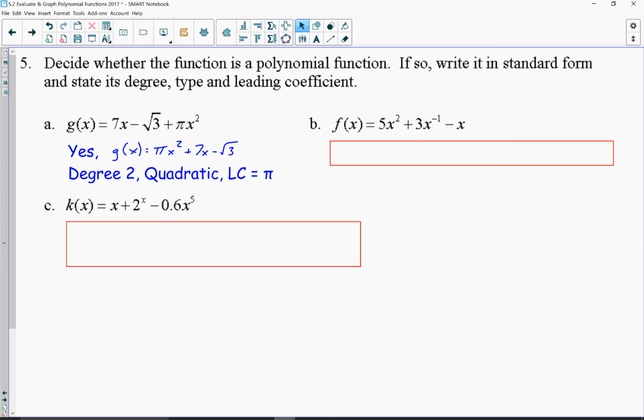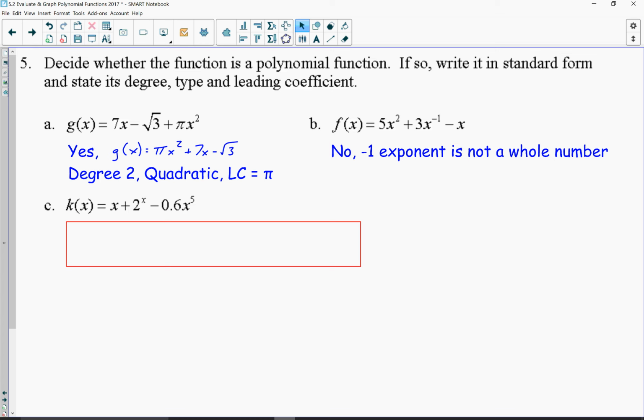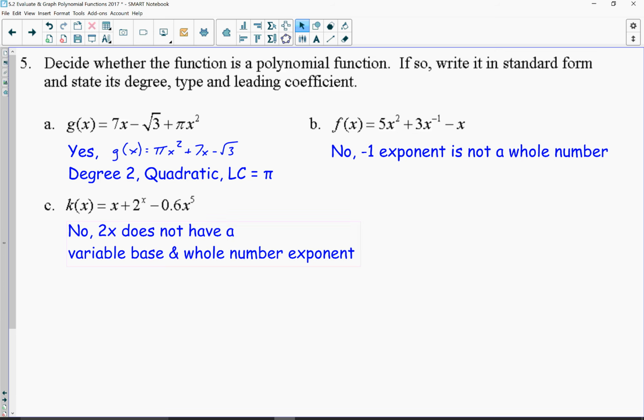The example B, this would not be a polynomial function because the -1 exponent is not a whole number. Whole number means it has to be a positive value. The example in C is also not a polynomial function because the 2 to the x, sorry, this is a typo. Let's fix this. The 2 to the x does not have a variable base and a whole number exponent. They're flip-flopped. The variable has to be the base. The exponent has to be the whole number.